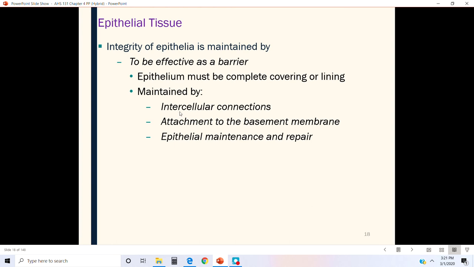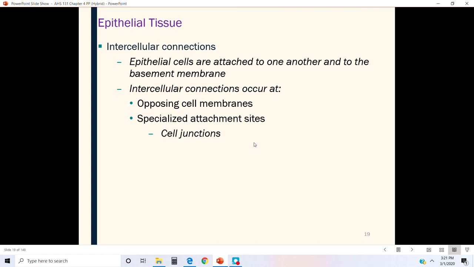We'll take a look at intercellular connections, right? What holds epithelial cells together to form a sheet? Then we'll take a look at how the epithelium is attached to that basement membrane, so that the cells don't lift away. And then we'll review epithelial maintenance and repair. Just talk a little bit about, again, stem cells and how cells that are damaged or lost need to be replaced.